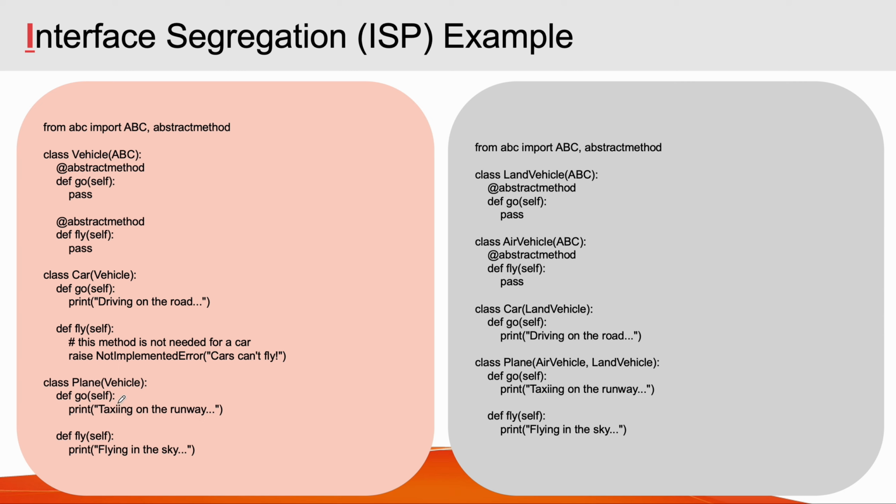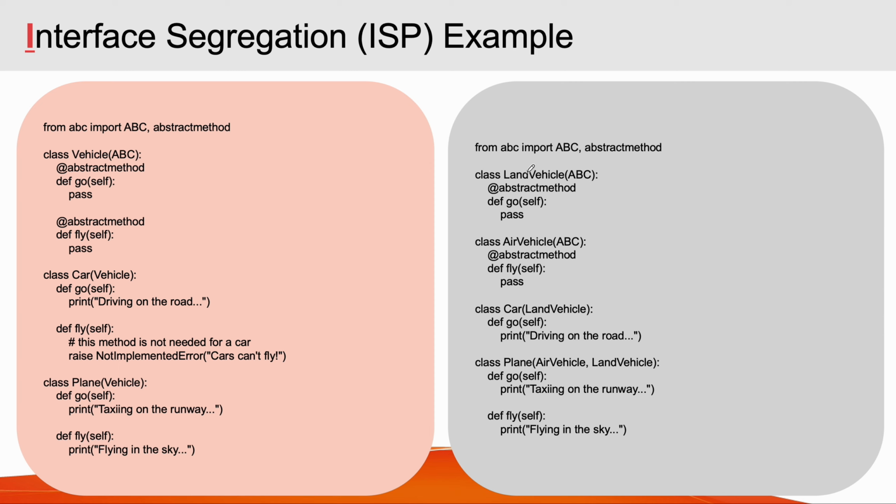And for the plane, of course, it can go on the road while taking off, and the second is fly, of course it flies. So we can implement both the methods in this class. So that way this works fine, but for car you had to implement this useless method, right? But if you want to solve this problem, you can go to the right side of the slide and check.